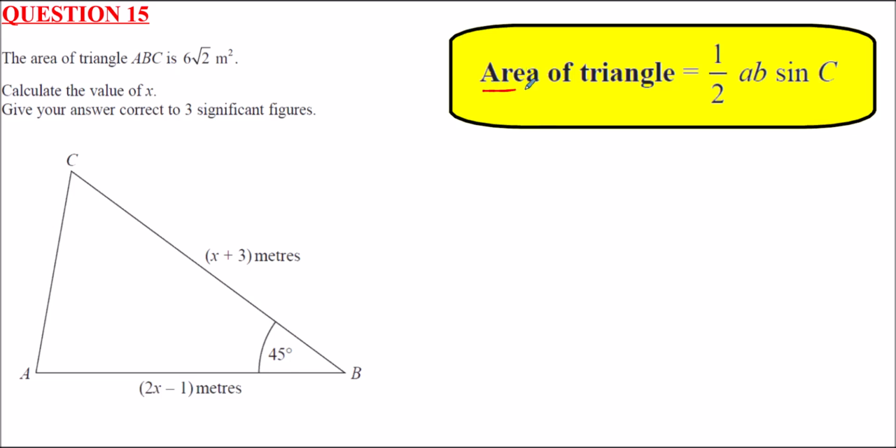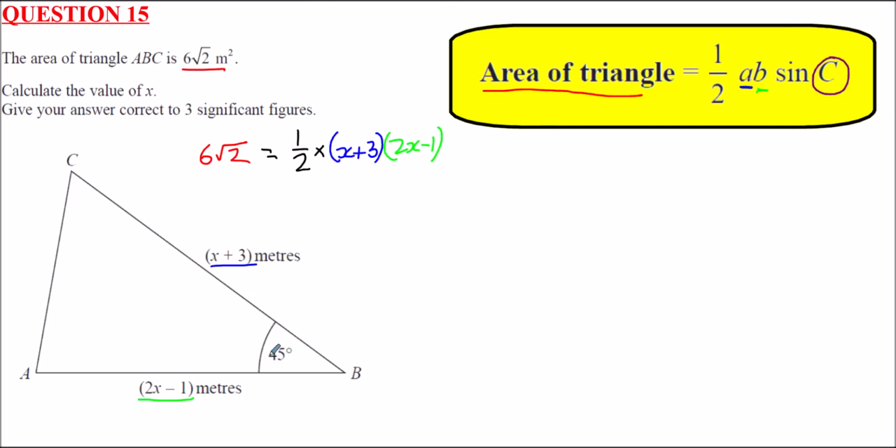So we know the area of the triangle is 6 root 2. So therefore, using this idea, 6 root 2 equals half times one side in between the angle, so let's call this one A. Let's call this one B down here, so that's 2x minus 1. And then sine of C, well, C is the angle in between, so that's going to be 45.